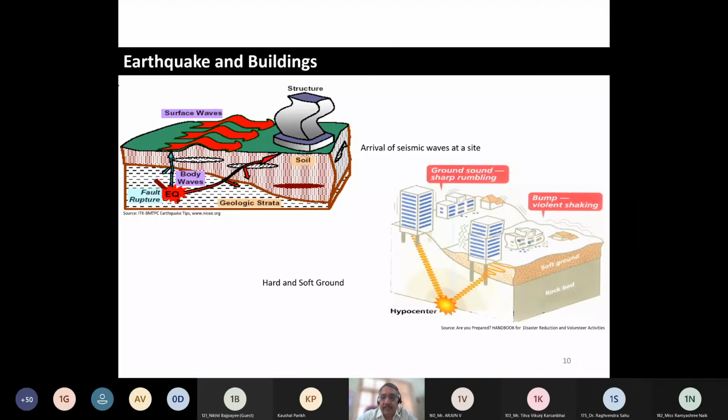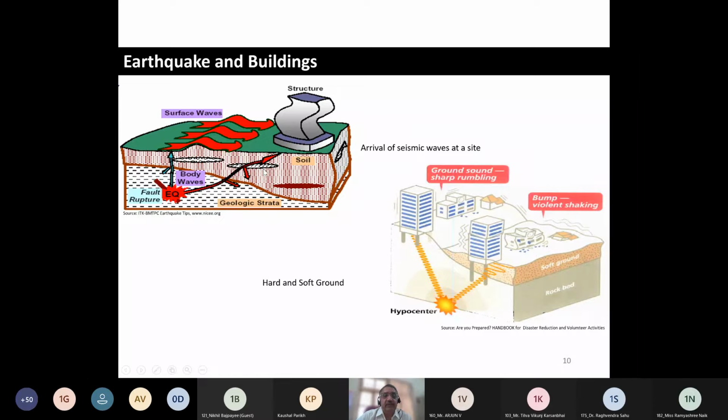This shows the effect of soil on the vibration characteristics of a building. This is the source of the earthquake, the fault rupture, or the point where the rupture starts, the point of energy release. So waves travel, earthquake waves or seismic waves travel within the earth, we call them body waves or deep waves. And waves that travel on the surface of the earth, we call surface waves. So if this is the point of interest, these waves travel within the earth, then after reaching the surface, travel along the surface of the earth.